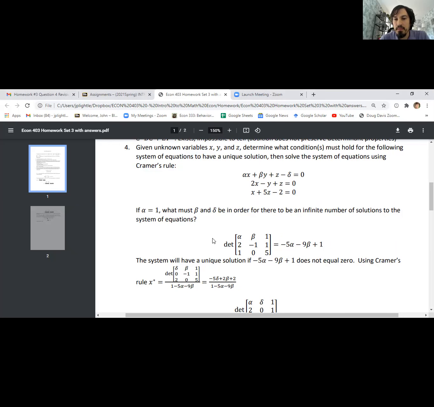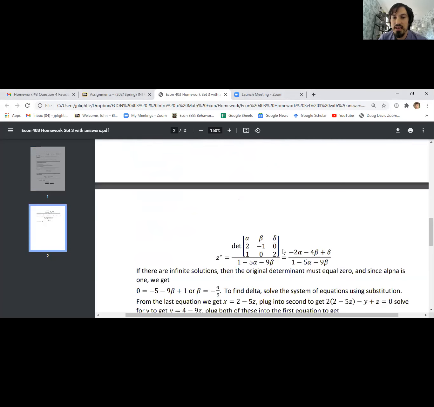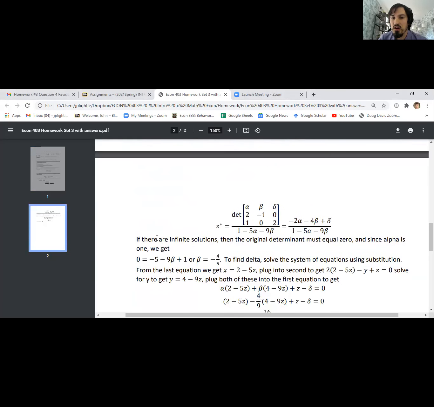Well, it has a unique solution if the determinant of this matrix is not equal to 0. But if it is equal to 0, it may have multiple solutions, infinite solutions. So that's the first thing you would do. I said that here: if there are infinite solutions, the determinant must equal 0.